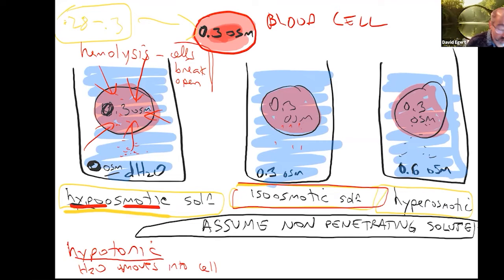Water can cross, so water can move out and it can move in, but there's just as much of a tendency for water to drift out as drift in, because there's no difference in the osmolarity. So this is what we're going to call isotonic. No net movement of water.